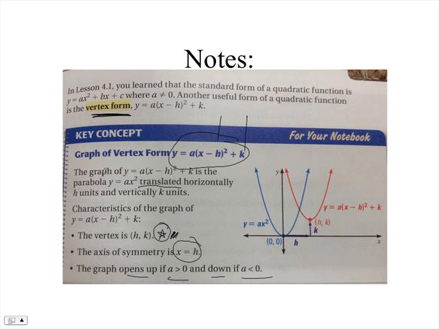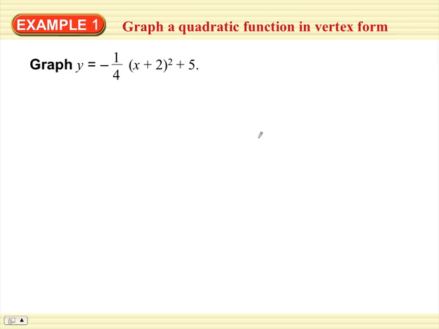Why is it called vertex form? Shows you the vertex, right? If you see something like this, you say, oh, that's vertex form. So I know the vertex, right? Alright, so example number 1. Graph a quadratic function in vertex form. Now we're mostly going to use our calculator for this, but what should we write down first before we go to the calculator? Okay, vertex.